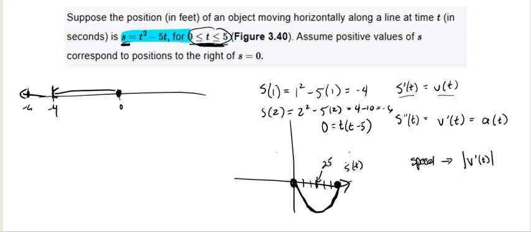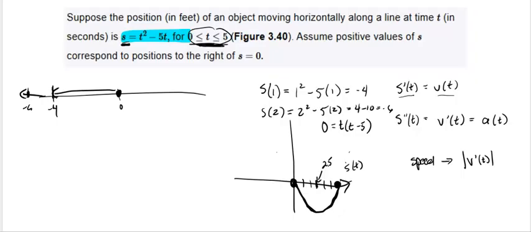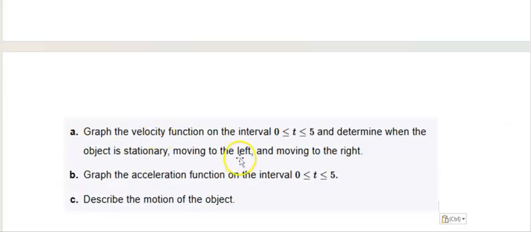So let's see what kind of questions you're going to be expected to answer from this. First, we want to graph. Well, let me bring it in here. Okay, so let's see if we can answer these questions. Graph the velocity function and determine when the object is stationary, moving to the left and moving to the right. Okay, good. So this might help us with that.